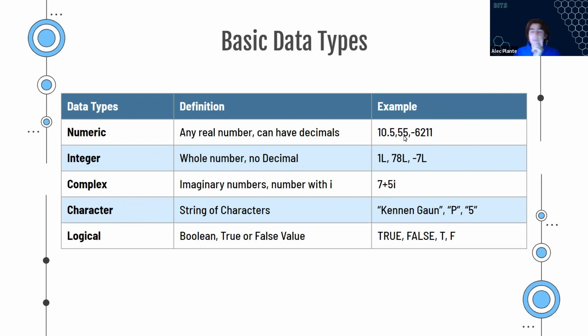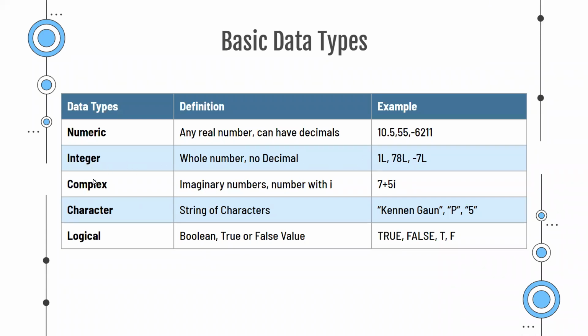So here we got 1.5, 55, and negative 6211. Yeah, so these are all just numerics, but we also have an integer type, which is basically just a whole number with no decimals, and it's indicated by this little L after it. So if you type 1L, that's going to be an integer, or 78L, that's going to be an integer. That's honestly not used pretty widely. I've never used it personally, so you don't really have to worry too much about this.